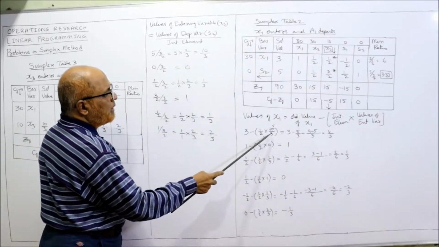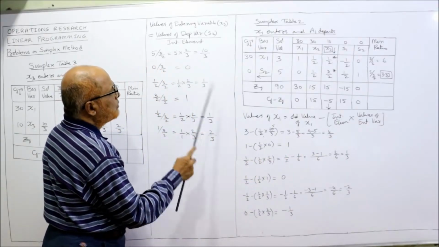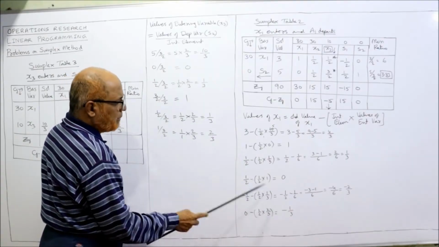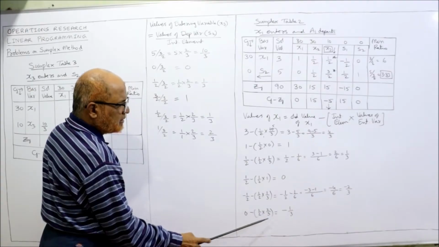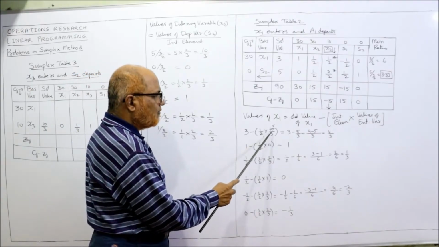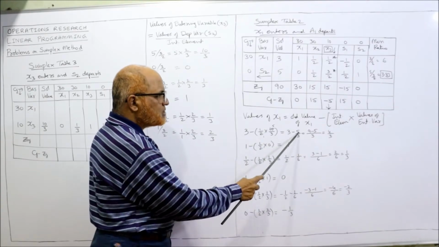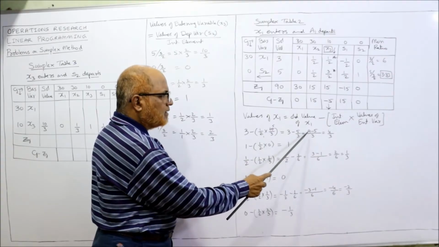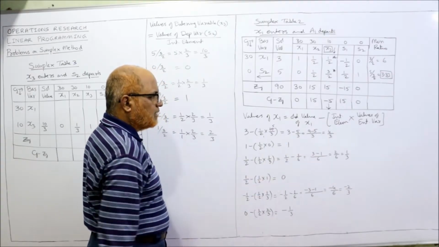Entering the variables: 10 by 3, then 0, then 1 by 3, then 1, then we have 1 by 3, and lastly 2 by 3. Now simplify. 2 1s are 2, 2 5s are 10, so it will become 5 by 3. So 3 minus 5 by 3. If you take LCM 3, 3 3s are 9. 9 minus 5 is 4 by 3.